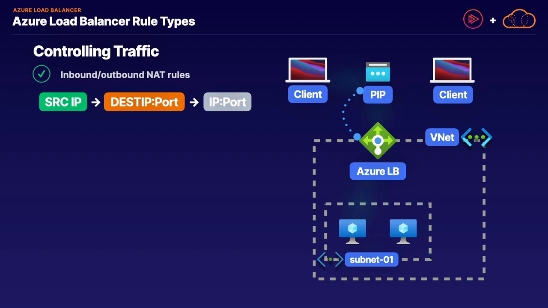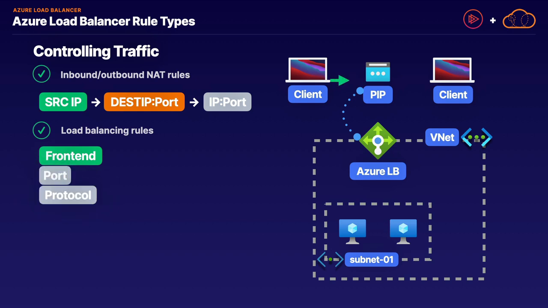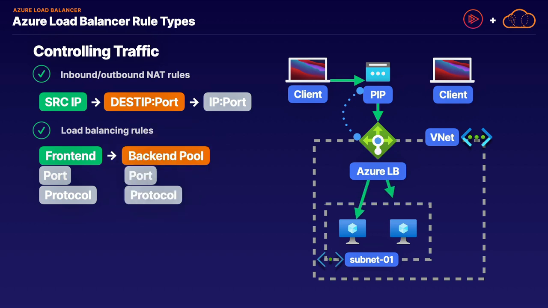Then we have our load balancing rules, and these are the rules that actually balance traffic to the resources in our backend pool. It takes our front-end IP configuration, port and protocol, and says, send this to a backend pool over a port and protocol. This is our 5-tuple hash, and it balances traffic between those resources in our backend pool behind the load balancer to provide high availability to our solution for a specific port, such as port 80 for HTTP traffic or 443 for HTTPS.